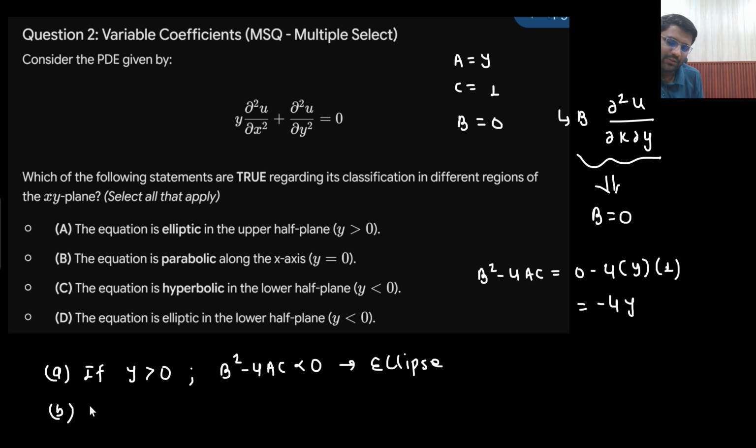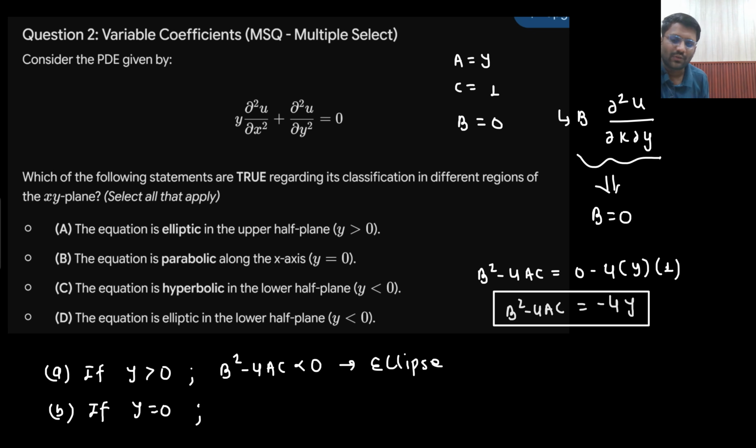If y equals to 0, then what will happen? This is the value of b square minus 4ac. So if y equals to 0, then b square minus 4ac will be equals to 0. So what it will be? It will be parabola. So equation will be parabola.